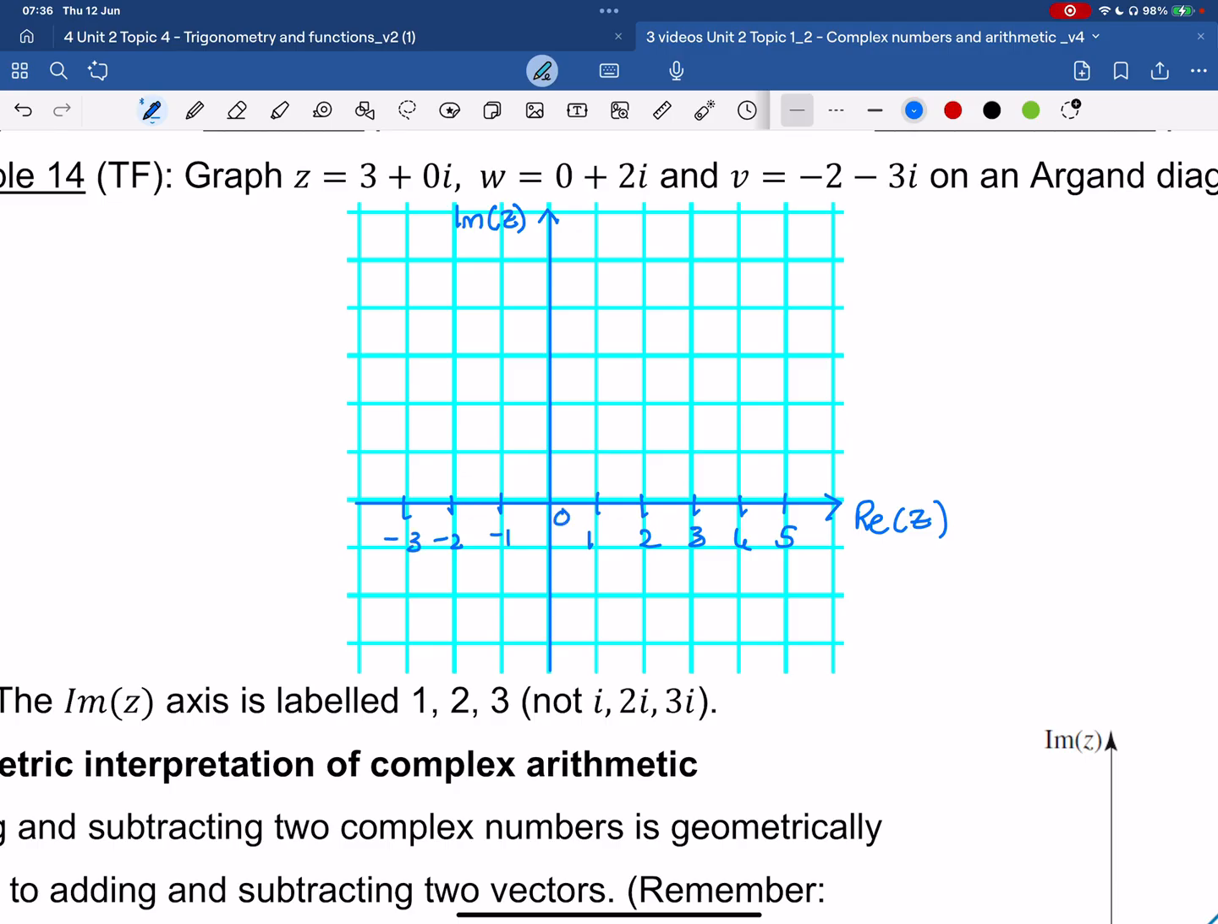And 0 is still at origin. Our imaginary axis does not have any i's on it. It's also just numbered as we would normally number a y-axis.